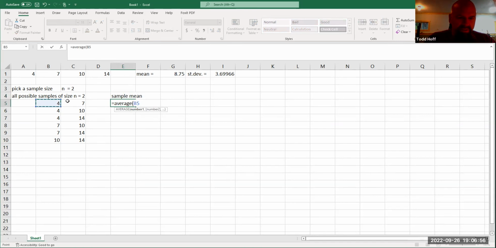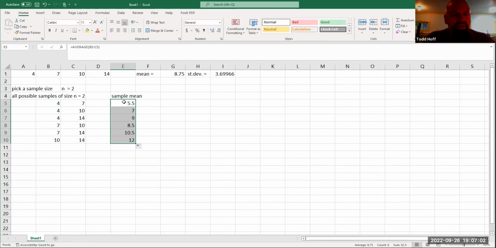Well, for 4 and 7, that would be 5.5. We go all the way down here, get all those sample means. These means of each of those samples, this is the sampling distribution. Notice, the actual values range from 4 to 14. These sample means are a little bit smaller range because there are several numbers averaged together or combined together into a mean. They're not going to have as big of a range. There's going to be less variation. Remember, we talked about this before. If there's a small value in the sample, chances are there's a large value in there too, and they cancel each other out to get a mean somewhere in the middle.